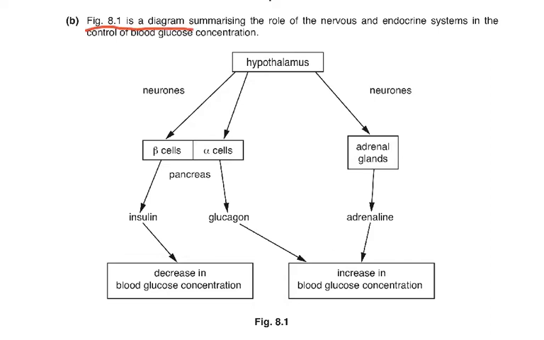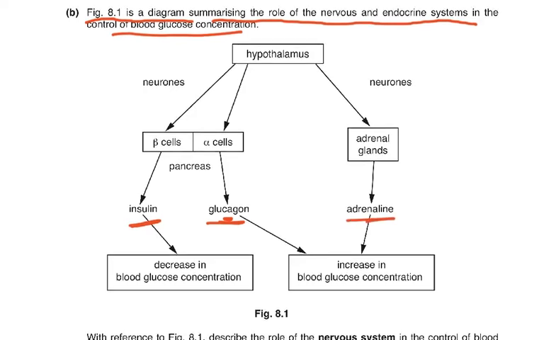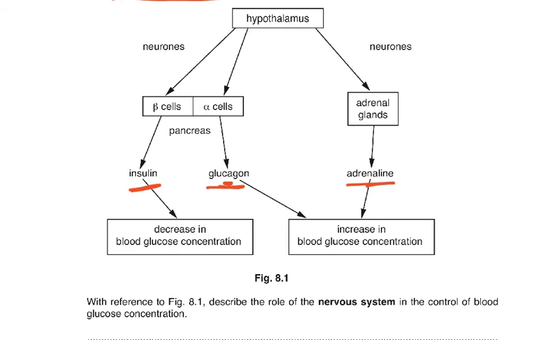Figure 8.1 is a diagram summarizing the role of the nervous and the endocrine systems in the control of blood glucose concentration. So hypothalamus, neurons, alpha and beta cells, pancreas. Alpha cells release glucagon, alpha, there's an A in it, and beta cells release insulin. Adrenal glands produce adrenaline. Adrenaline causes an increase in blood glucose. Similarly, glucagon causes an increase in blood glucose, and insulin results in a decrease in blood glucose.